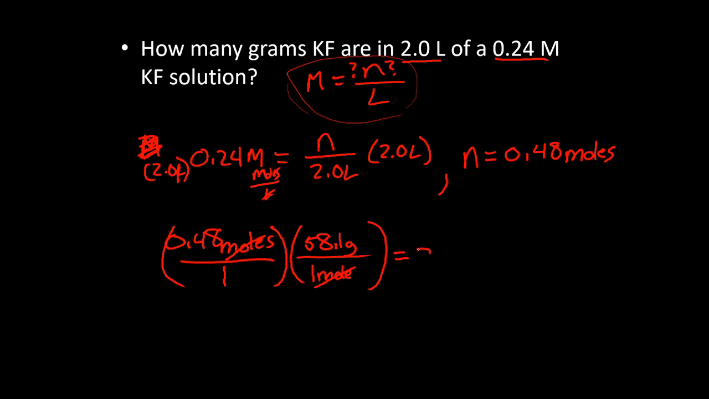leaves me with 27 point, and let's see, I only get 2 sig figs. Oh, that hurts. But we'll go with it. So actually, the calculator gave me 27.888, but with proper sig figs, that would just be 28 grams. Because we would cut it off here. The next digit is 5 or greater, and so it would be 28 grams.